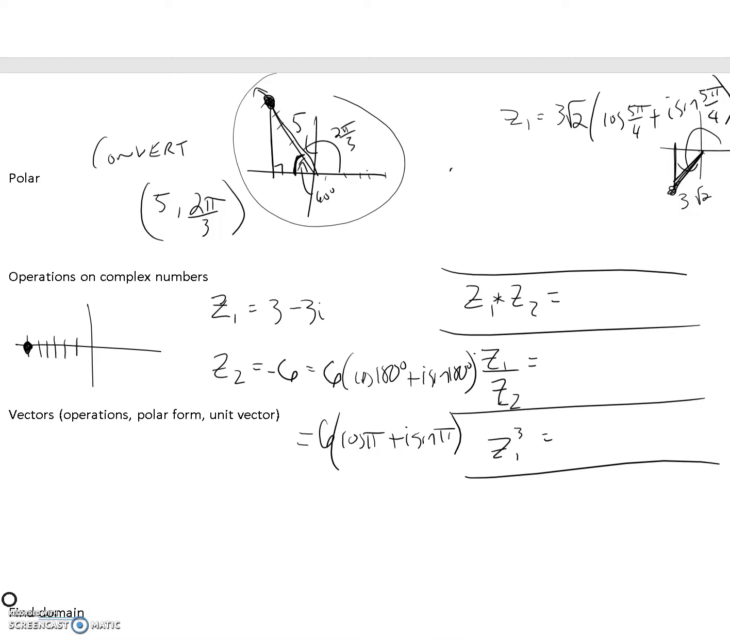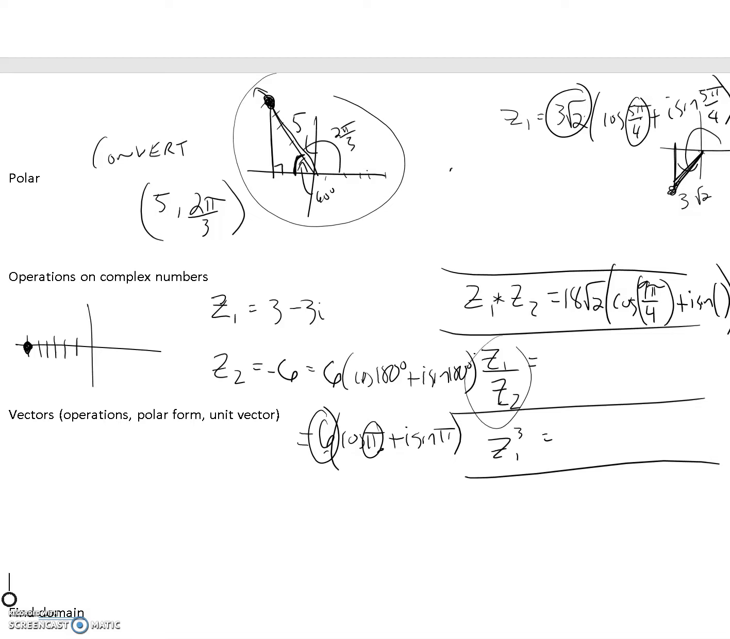Okay, so remember how to, let's just do one of them. If I multiply, the formula I have is to add the two angles and to actually do the multiplication of these two numbers. So 3 root 2 times 6 is 18 root 2. And then the angle would just be 5 pi over 4 plus pi, or 4 pi over 4, 9 pi over 4. Plus i sine, same thing goes in there.